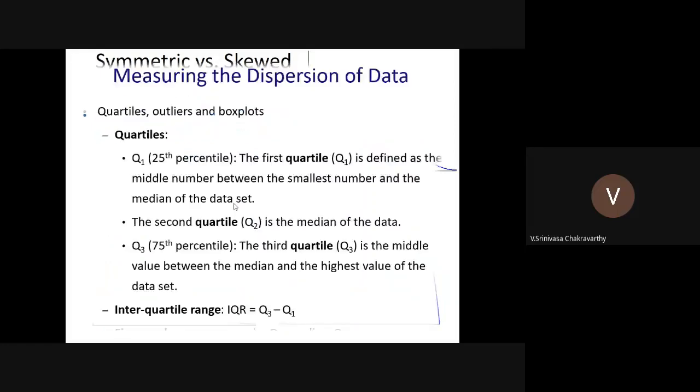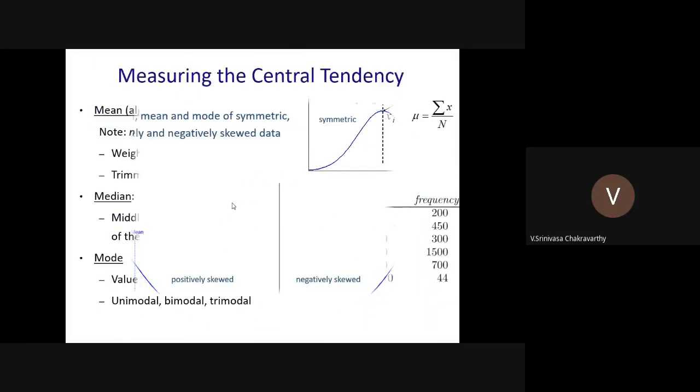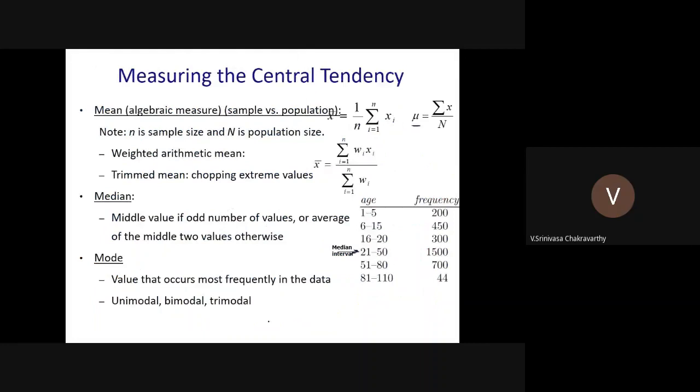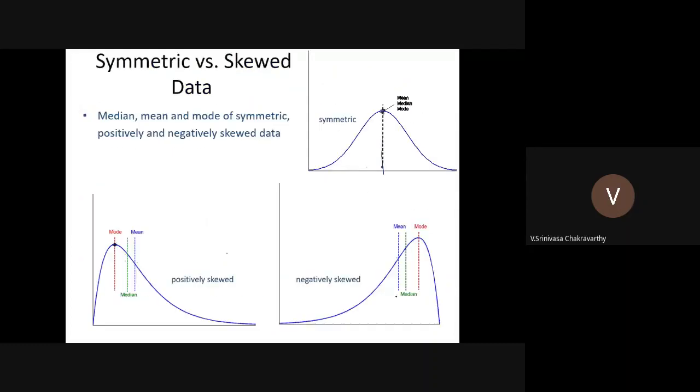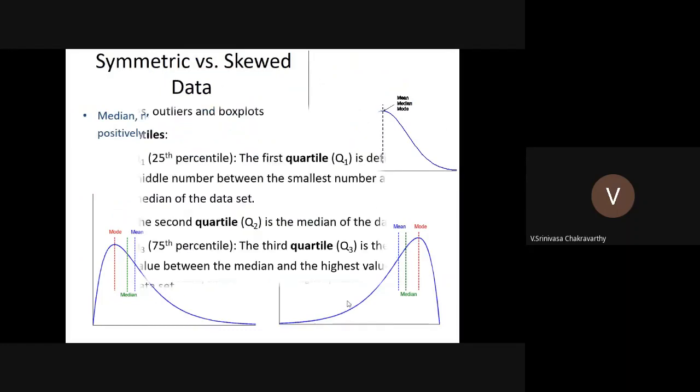But if you have a curve like this, this is bimodal, or trimodal. So there are multiple peaks. These are all unimodal, but there is a skew.